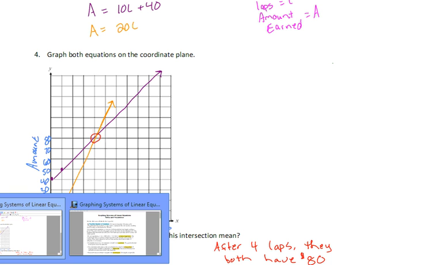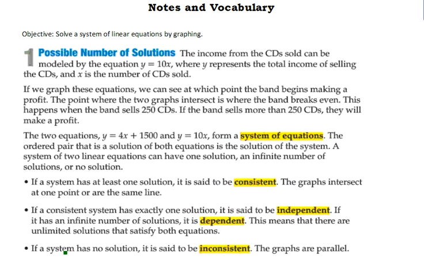Go ahead and get out the notes and vocab. Okay, the objective of this section is to solve a system of linear equations by graphing. And they do have another good example here. It says the income from the CDs sold can be modeled by the equation y = 10x. Y represents the total income of selling the CDs, x is the number of CDs sold, so they must be selling them for $10 each. And then looking down here, they look at the 4x plus 1500, which was the other part of their problem. They graphed those together and we can see that as a system of equations.